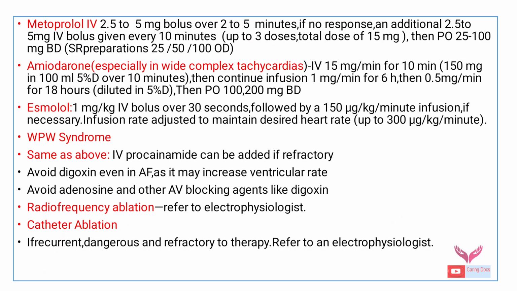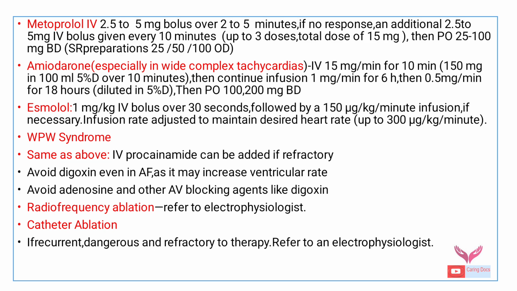Similarly, we can give metoprolol IV as 2.5 to 5 milligram bolus over 2 to 5 minutes. If no response, additional 2.5 to 5 milligram IV bolus can be given over 10 minutes, up to 3 doses, maximum total dose of 15 milligram. Thereafter, we can give per orally 25 to 100 milligram.